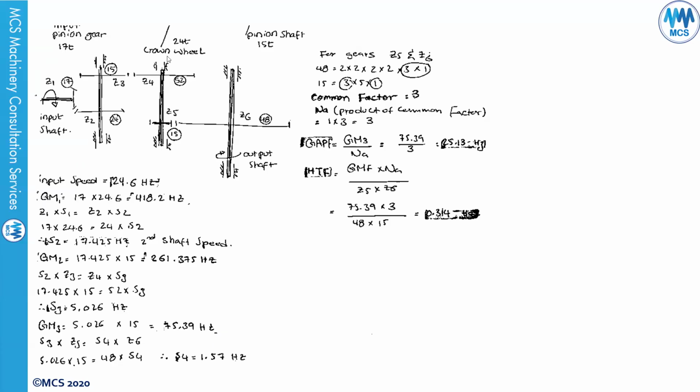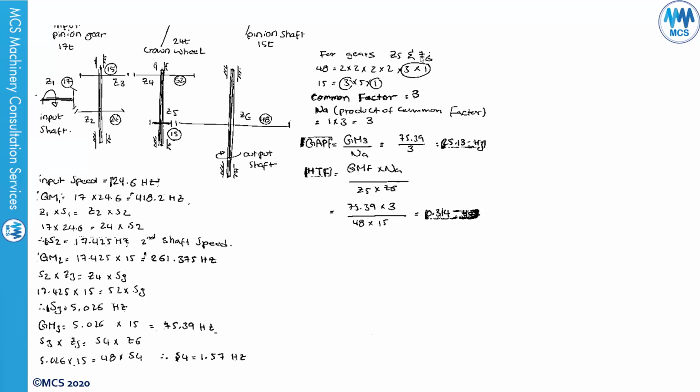Then we have S3 multiplied by Z5 equal S4, which is the last shaft, multiplied by Z6. S3 is 5.026 multiplied by Z5, which is 15, equal to 48, the number of teeth for the big gear, multiplied by S4. So the last output shaft was running at 1.57 hertz.